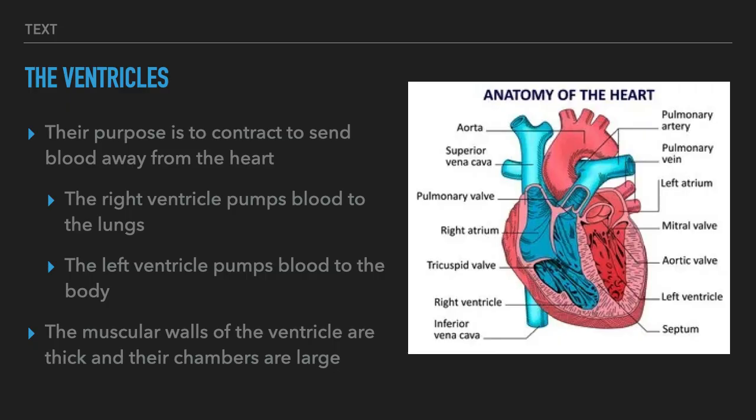So the right ventricle, when it contracts, sends blood to the lungs. When the left ventricle contracts, it sends blood out and away to the body. So the left ventricle is significantly thicker and it has higher volume than the right ventricle because the left ventricle has to send blood throughout the entire body, not just to the lungs.